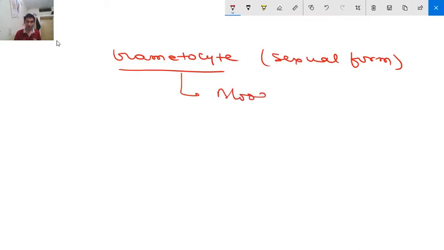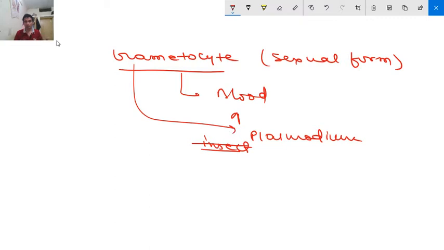Okay, and when the mosquito bites and takes a blood meal, then this gametocyte will enter into the mosquito, and because this is the sexual form, it will lead to the formation of the next stages, and in the mosquito's salivary gland there will be formation of the sporozoite, and ultimately the same cycle will get repeated.